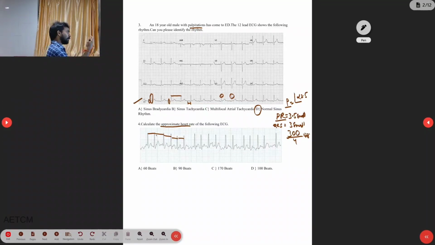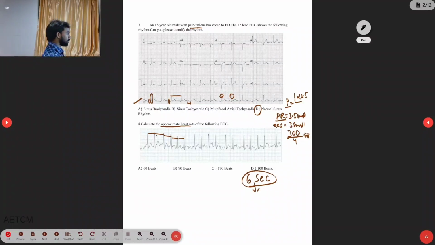If we have a regular rhythm like this, as we discussed in the third question, we can use this formula, 300 divided by the number of large squares in between two R waves, which will give the heart rate in the case of regular rhythm. Whereas in the case of this irregular rhythm, that formula won't be suitable. We have to calculate the heart rate by using the 6-second method. The 6-second method is for calculating the heart rate in patients who have an irregular rhythm. So we will see how to calculate this heart rate.